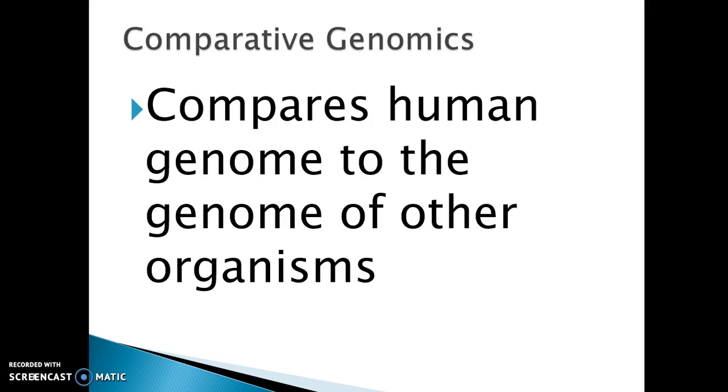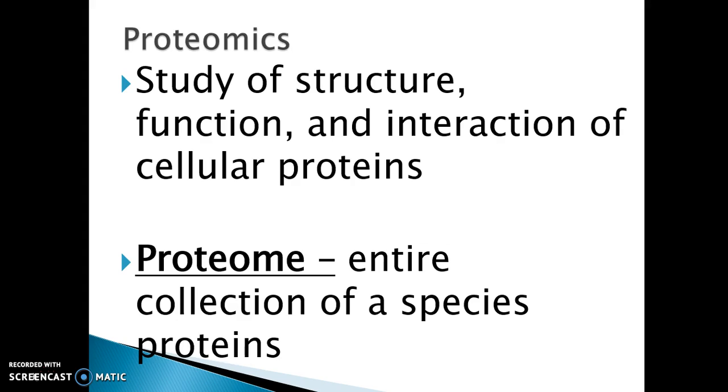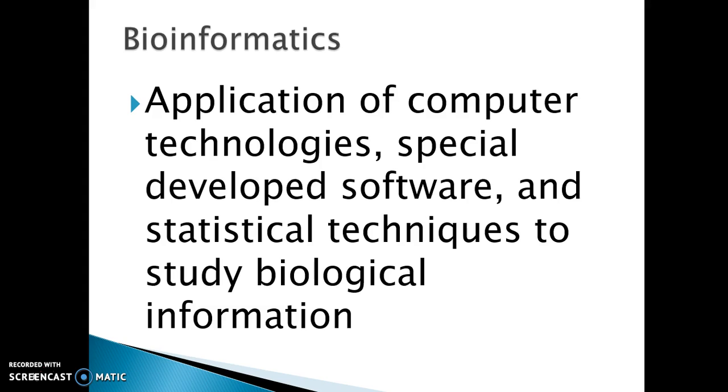Comparative genomics is when you compare the human genome and human genetics to that of other organisms. Proteomics is the study of the structure, function, and interaction of proteins. A proteome is an entire collection of a species' proteins. And bioinformatics, our last slide, is the application of computers and technology to study biological information. It's been very helpful in the field of biotechnology.